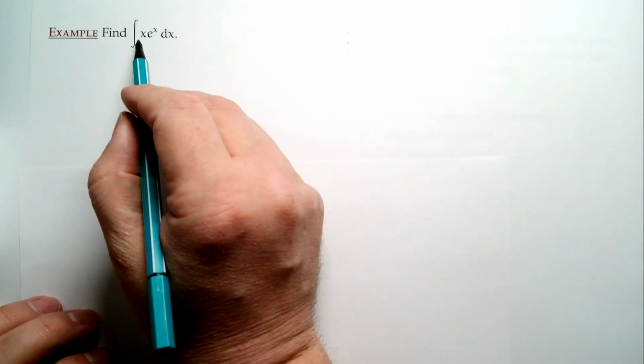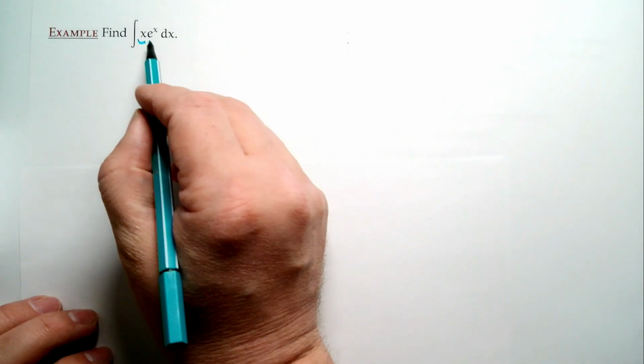So our two parts are essentially the x and the e to the x. So we think about e to the x. Does it matter if we integrate it or differentiate it? No, it doesn't matter, right? Because whichever choice we do, we're going to end up back at e to the x.